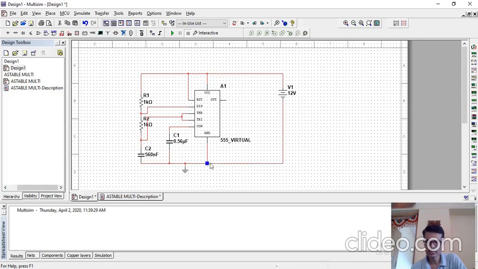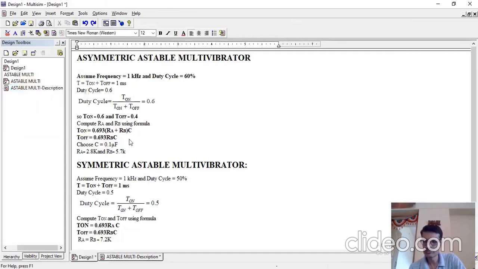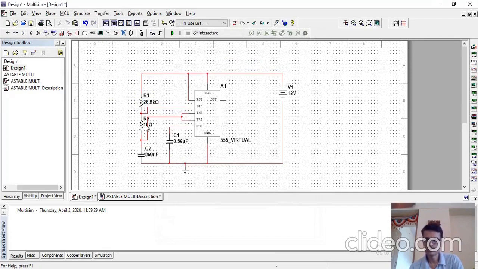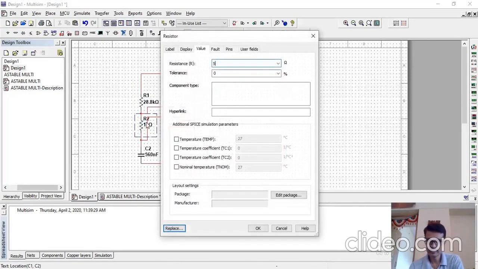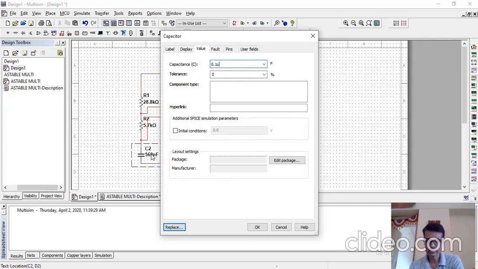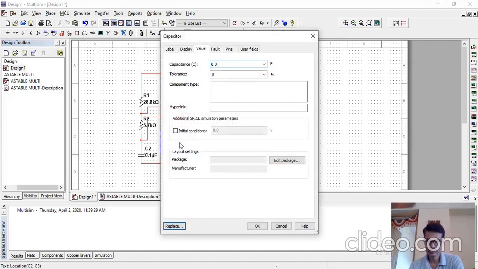This is also connected. Now we will set the values, because we got the values for resistors: RA as 2.8 kilo ohm and RB as 5.7 kilo ohm. So let me set the values. 2.8 kilo ohm, and RB 5.7 kilo ohm. We assumed the value of the capacitor as 0.1 microfarad. This one is 0.01 microfarad.